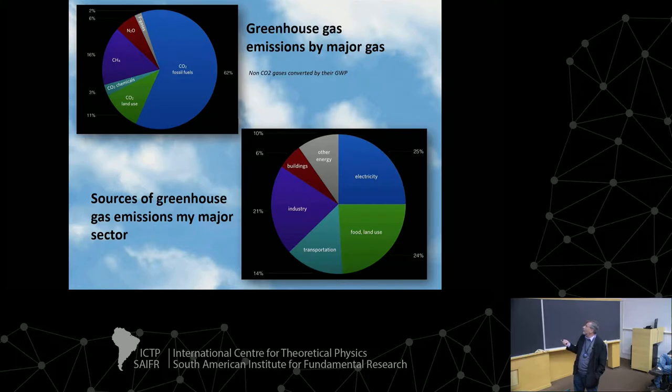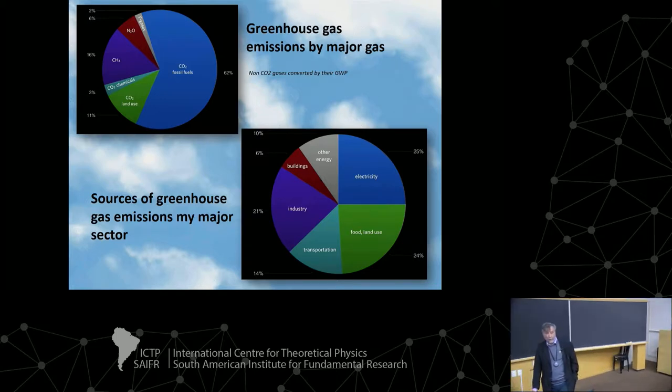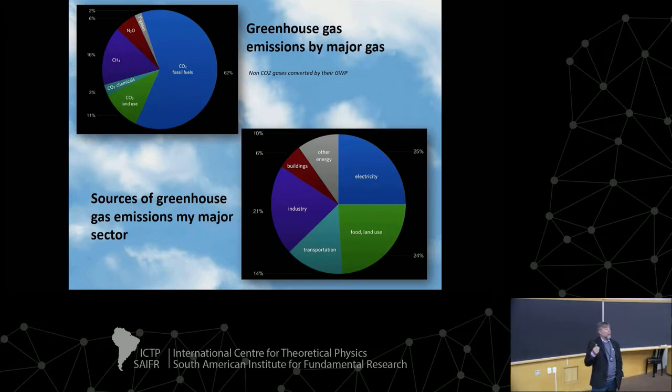Then you have energy for buildings and industries and so on. You see, it's a pretty complex picture, and it will not be that easy to reduce these emissions as defended by the Paris Agreement. So these emissions go to the atmosphere.